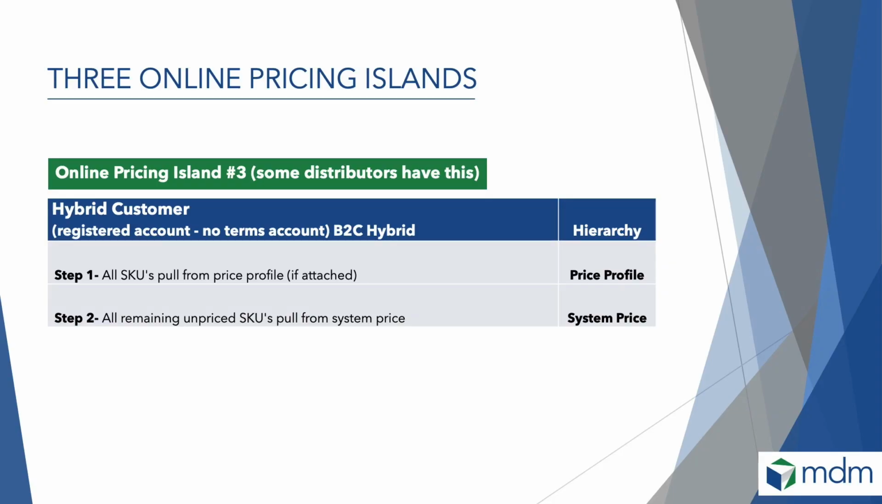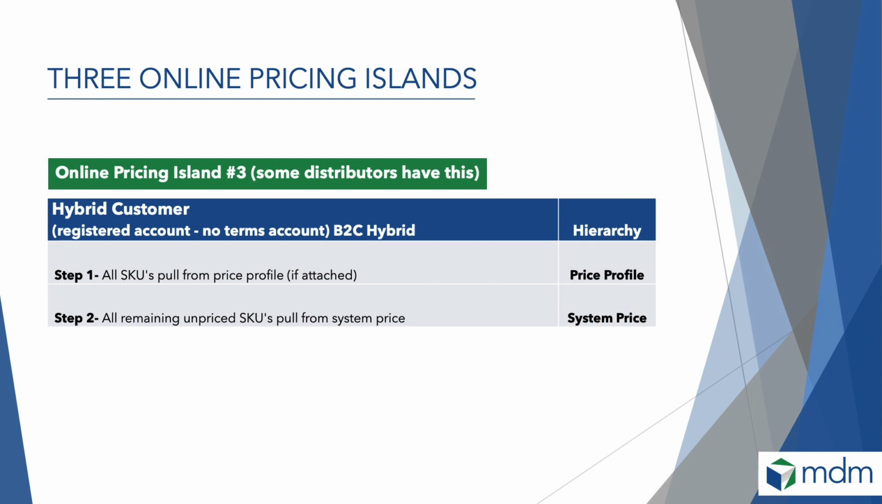Well, let's dig into that third island, that hybrid island. The third pricing island is what I like to call a B2C hybrid. It's not Survivor Island like we referenced with B2C, where it's just pulling system price. Distributors that are really taking share online and growing small accounts and having people buy after a Google search are really taking this approach. This hybrid customer approach for B2C really lets you follow these two steps.